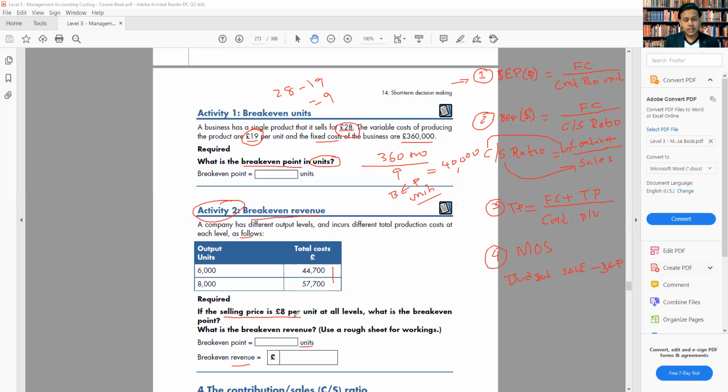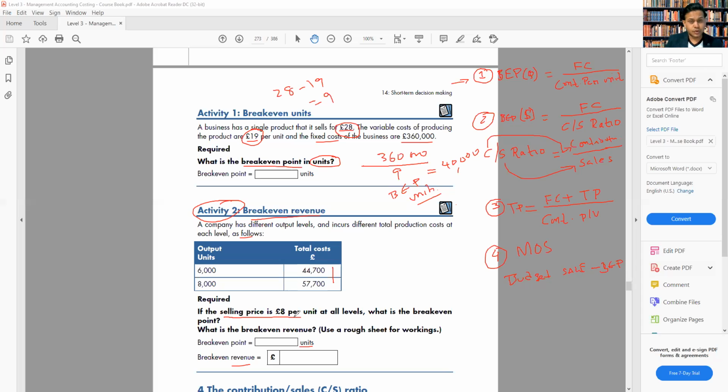So what do we think, how can we identify that? Which method are we going to use to identify the fixed and the variable cost? Can anyone tell me which method we're going to use to identify the fixed and variable cost from here?